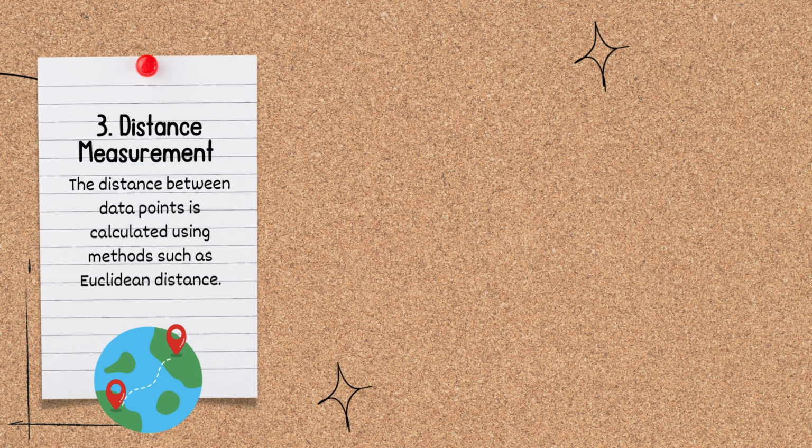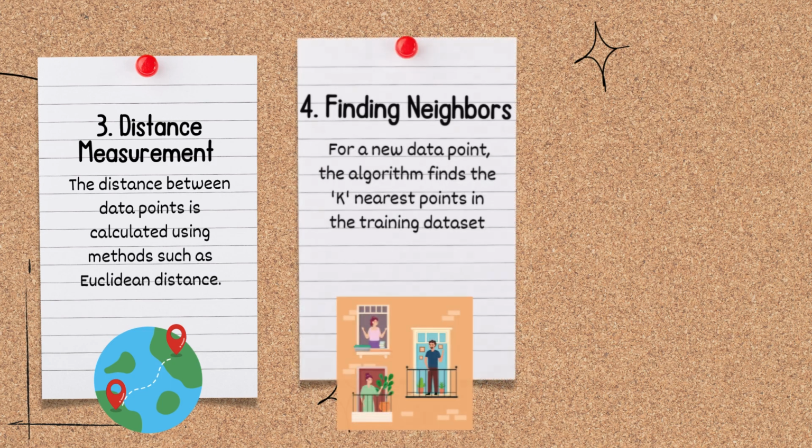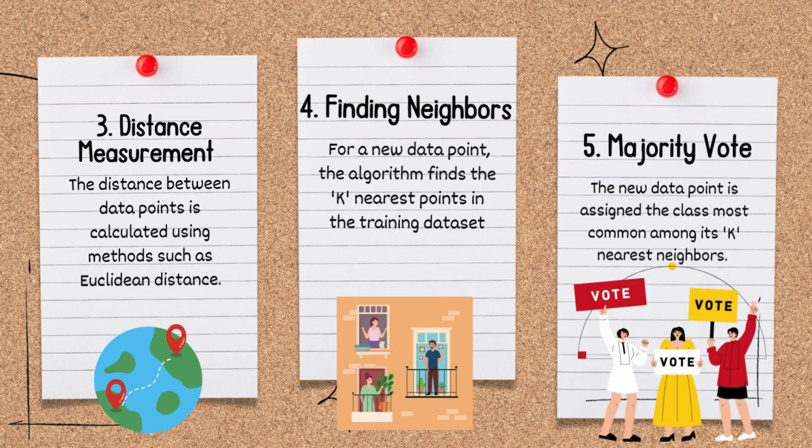Distance measurement. The distance between data points is calculated using methods such as Euclidean distance. Finding neighbors. For a new data point, the algorithm finds the K nearest points in the training dataset. Majority vote. The new data point is assigned the class most common among its K nearest neighbors.